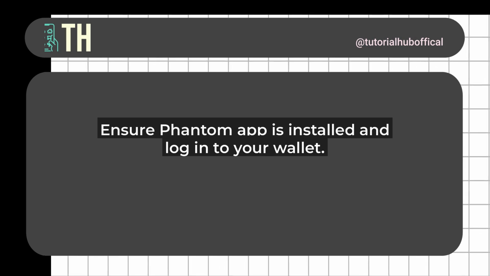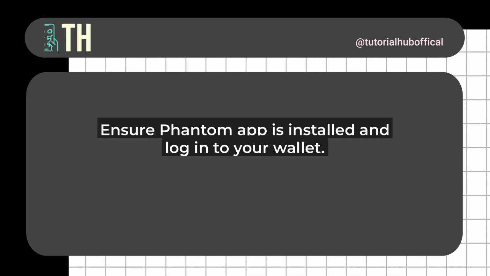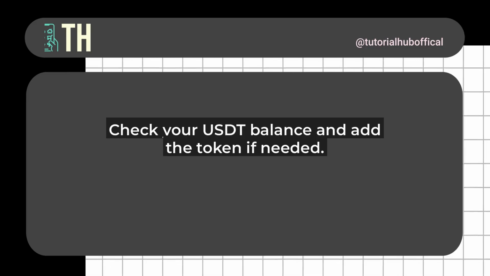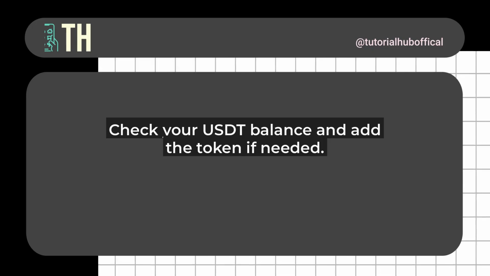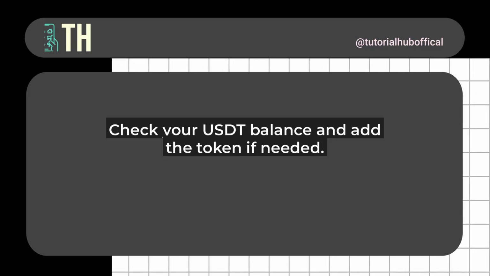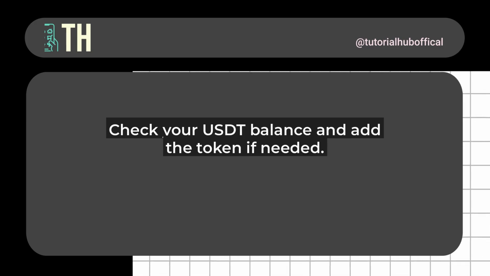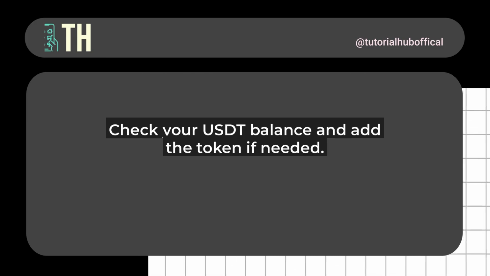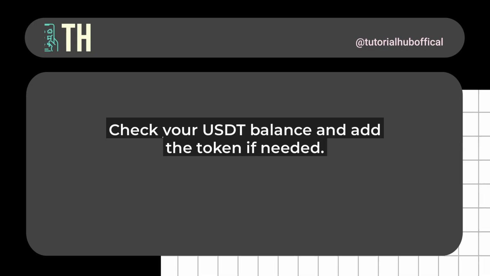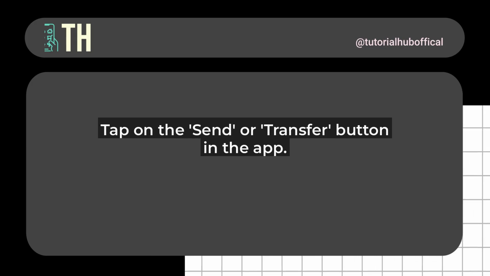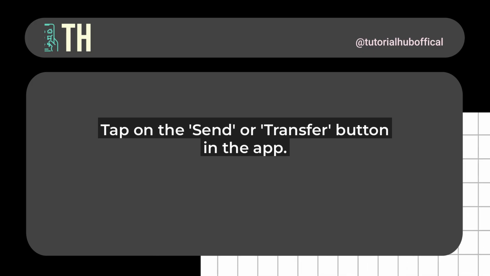First things first, make sure you have the Phantom app installed on your device or access it via your browser extension. If you haven't already, download it from the official website to avoid any shady imitations. Once you're logged in, check your wallet balance to confirm you have USDT ready to transfer. Look for the USDT token in your assets list. If it's not there, you might need to add it first. Now, let's get to the fun part.